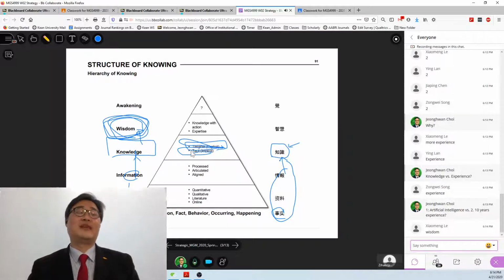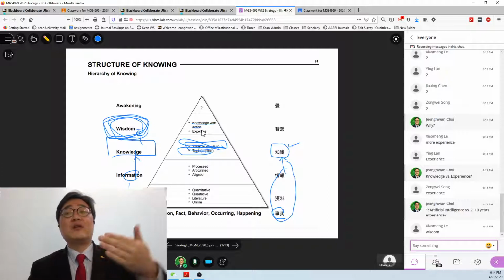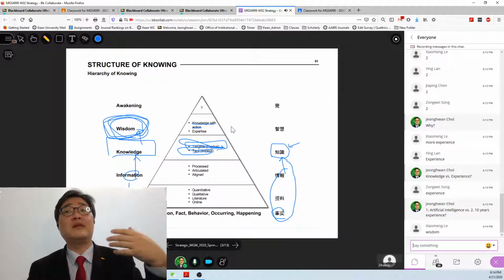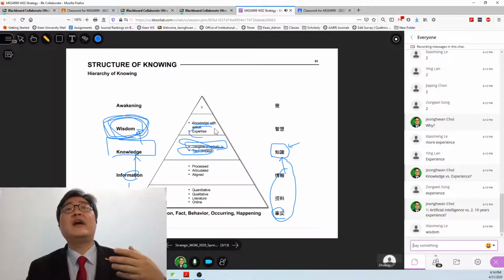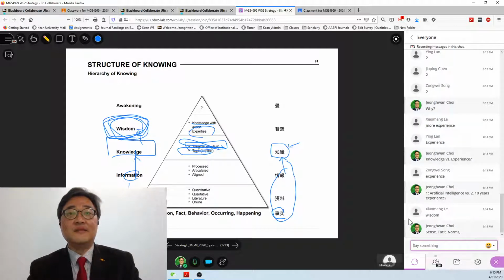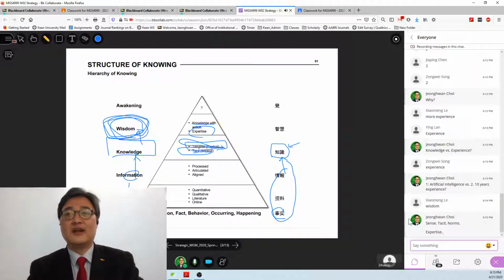That's a high level of knowledge. Wisdom is knowledge with actions. Throughout many actions, throughout a lot of experiences, we get to know something better. We can build up our sense, and we call that expertise. Okay? Sense, tacit knowledge, or norms, those kinds of things, expertise. Those kinds of things, we can say that is wisdom or insight.